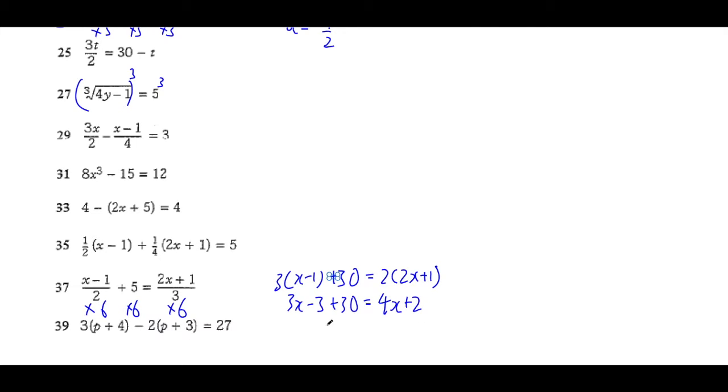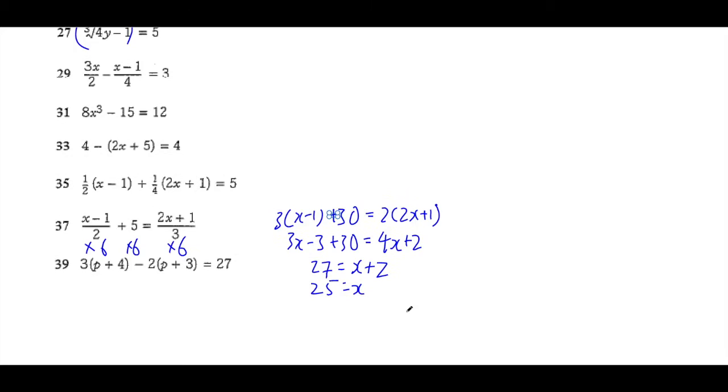I'll take away 3x from both sides. At the same time, I'll simplify this. So this is 27 equals 4x take away 3x is x, plus 2. So then 25 equals x. So then x equals 25, right?